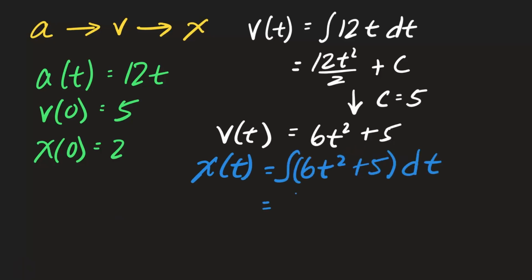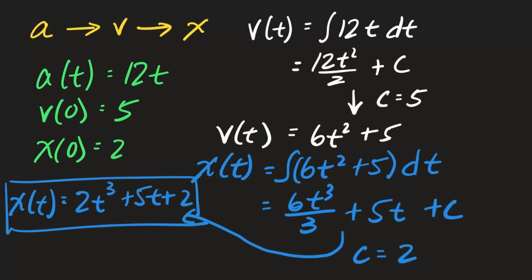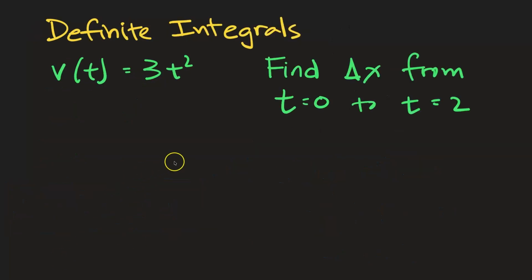Next, we're going to find the position function, which is the integral of the velocity function. So we're going to find the integral of 6t squared plus 5 with respect to time, and we get 6t cubed divided by 3 plus 5t plus c. Now we're given that the initial position is 2, so we're going to substitute 2 for c, and we get that the position function is equal to 2t cubed plus 5t plus 2. So far, integrating has given us another function, but when we add limits, the integral gives us a number.